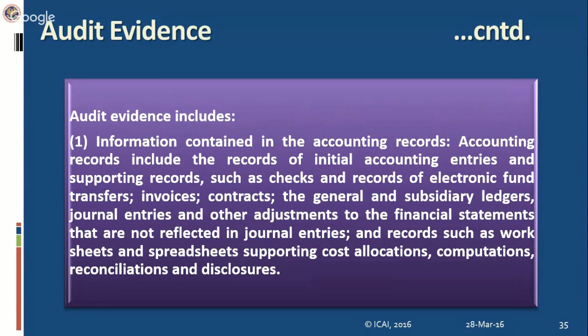As you are all aware, since class 11th you have been studying accountancy. So this is part of accounting. Accounting records include records of initial accounting entries, journal entry book, supporting records, purchase book, subsidiary books, sales book, fixed asset register. These are supporting records, traveling expense register, whatever records will support the main ledger, which will support the journal, checks and records of electronic fund transfer, invoices, contracts, the general and subsidiary ledgers, journal entries and other adjustments to the financial statements. So this entire thing is basically information contained in the accounting records.